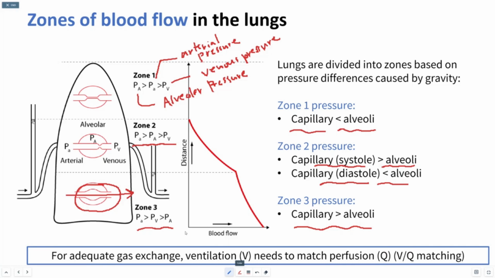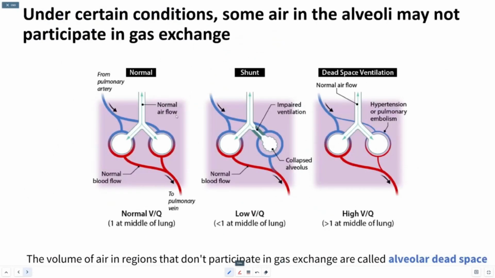For adequate gas exchange, ventilation, V, which is how much air is presented and airflow to the lungs, needs to match perfusion, Q, which is the blood flow through the blood vessel, also known as VQ matching. In normal conditions, the airflow or the ventilation or V should be similar to Q, so the blood flow from the pulmonary arteries to the pulmonary veins are balanced out. In this condition, there's a normal VQ in the middle of the lungs and the value is 1.